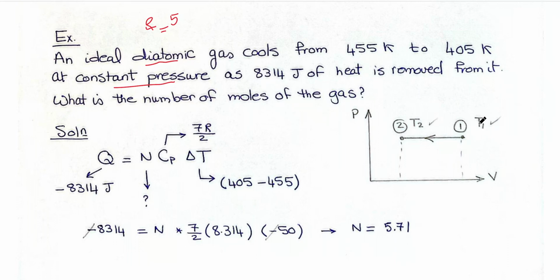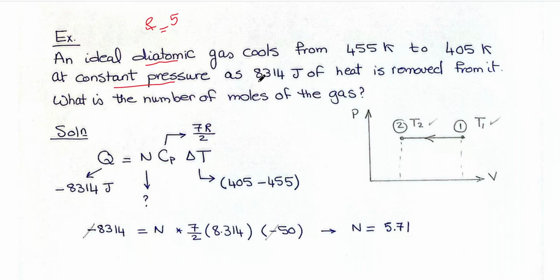So this temperature is greater than this temperature because it is cooling down, as we mentioned before. So delta T is T2 minus T1. Now it's required to find the number of moles, again the same idea. So we will put the equation Q equals n Cp delta T, Cp because it's a constant pressure process.